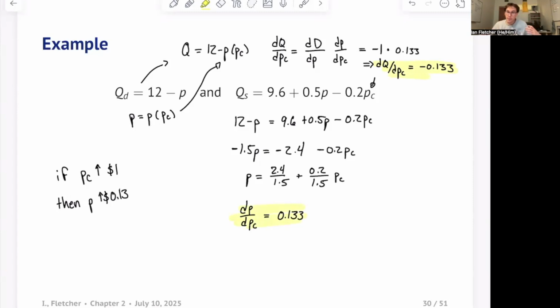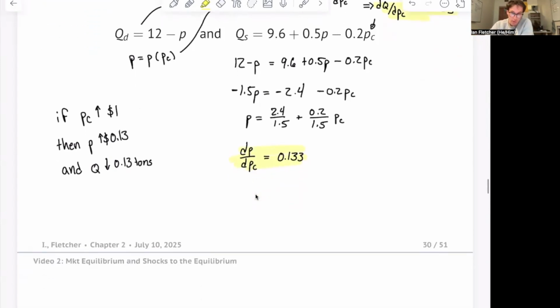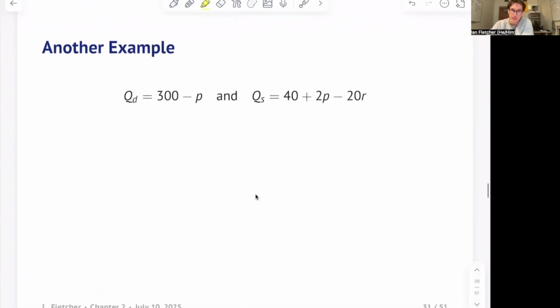The price of the complement increased by $1, then the price of the good increased by 13 cents, and our quantity demanded decreased by, let's say, 1.3 million tons or something, because we're a big producer. That is a comparative static. If you understood how to get to this point and how to follow along, you are doing incredible. We can do another example here.